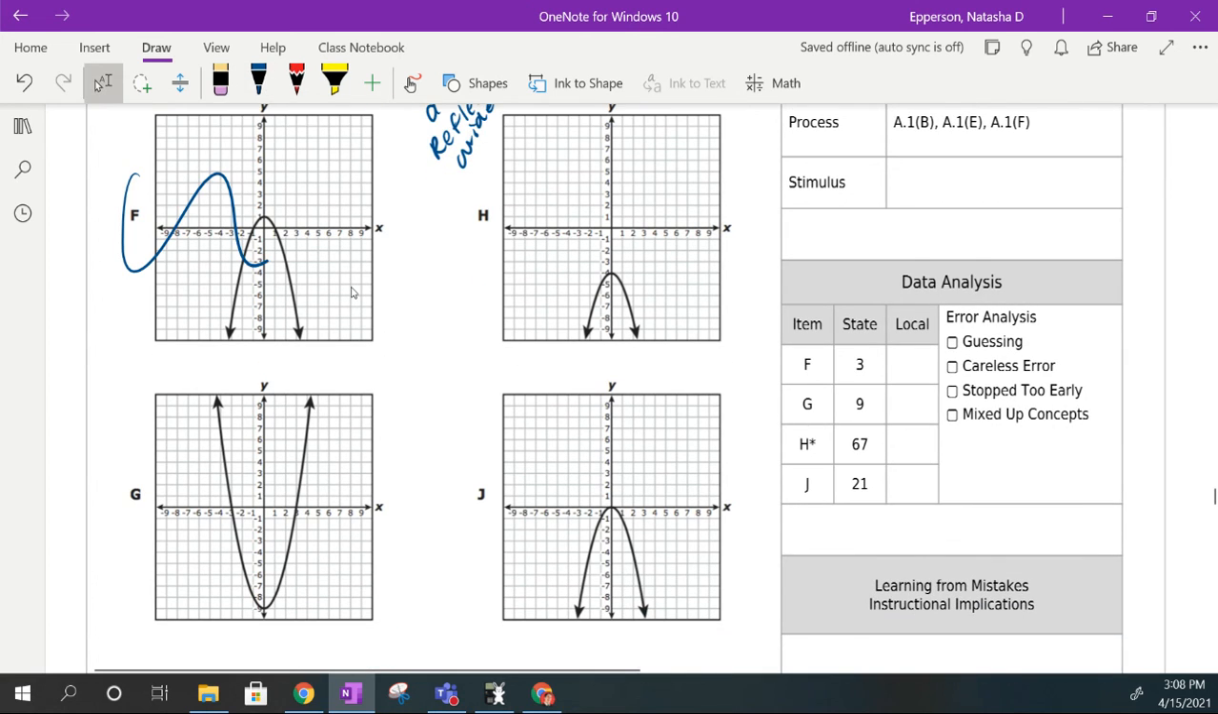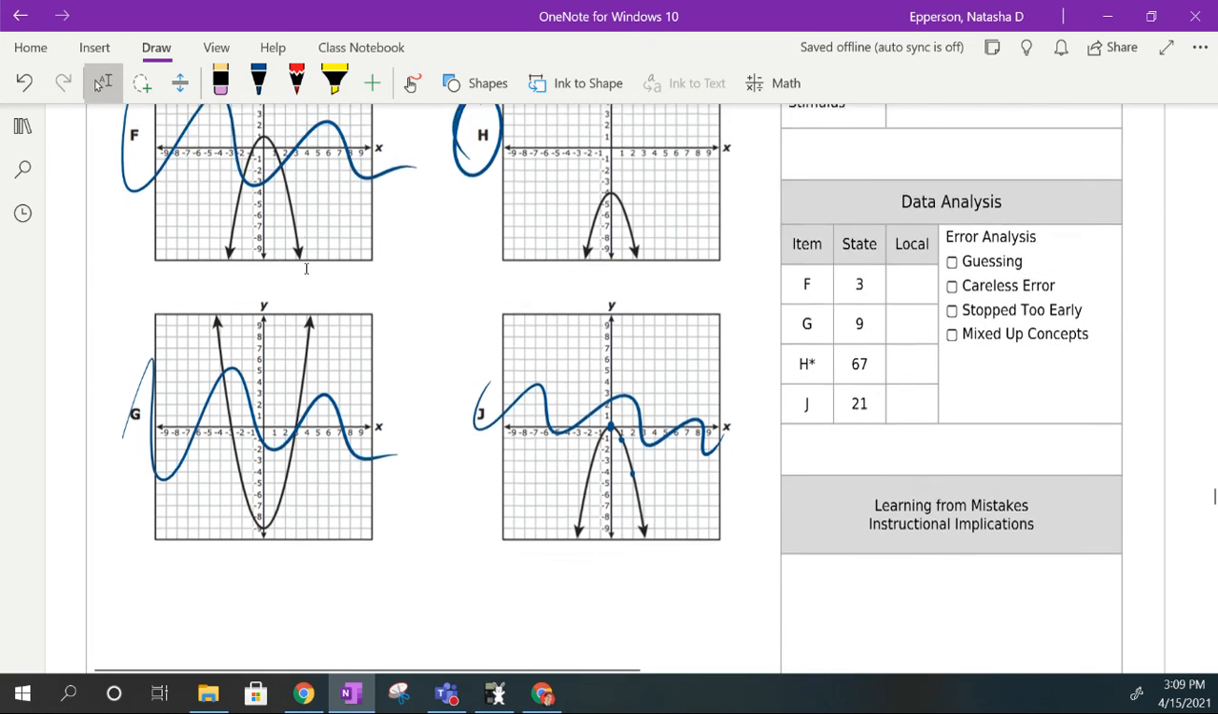F is a shift up, so that's out. H is a shift down, and it's a reflection, so that looks really good. G does not reflect, so that's out. J goes down, and if I look, it has the same vertex, okay, and I go right 1, right 2, 1, 2, 3, 4. Nope, we don't have any shift down, so that's definitely out. So H has to be our answer choice.